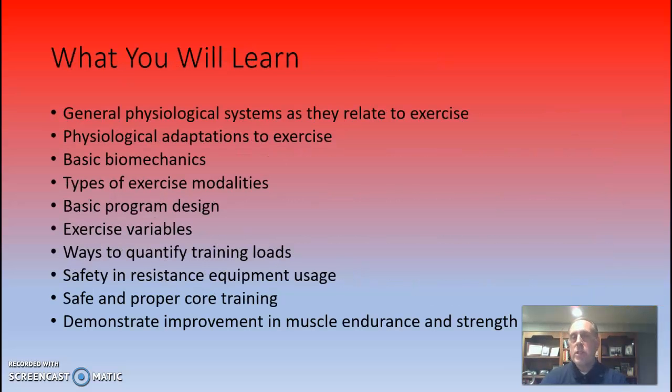What I'm looking for in this class is for you to learn some of the basic systems of the body and how they all work together. Also, I'm looking at how your body responds when it's placed under a stressor of any variety. There are some real basic biomechanical things we're going to go over, types of modalities. Bands are different than medicine balls and bodyweight exercises and calisthenics. And then we're also looking at some basic program design.